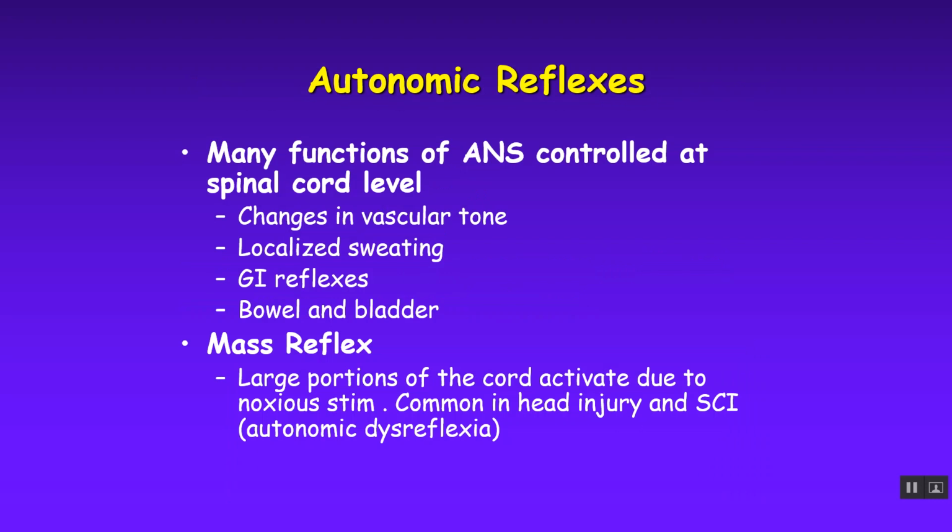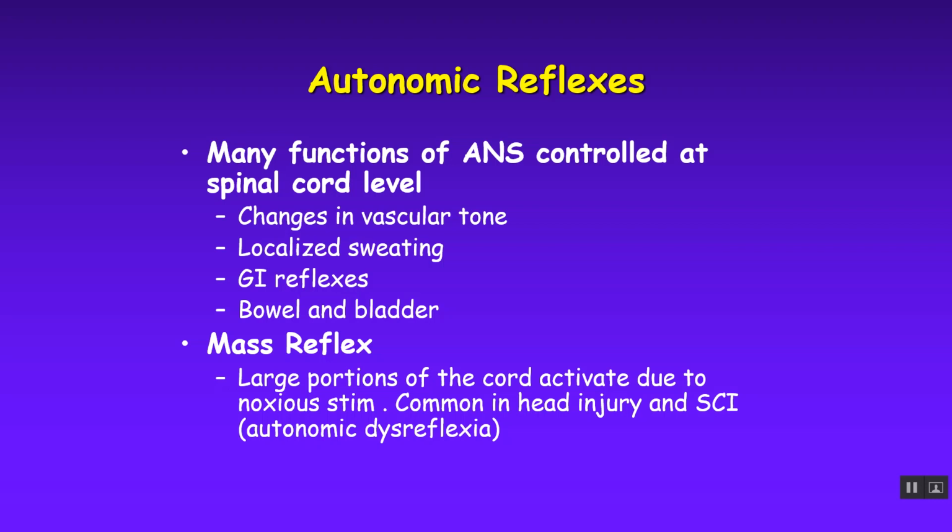Autonomic reflexes. Many functions of the autonomic system are controlled just at the spinal cord level, so just changes in basic vascular tone. That's happening just at the spinal cord level, okay, when you start to have changes in vascular tone there. Localized sweating, you know.